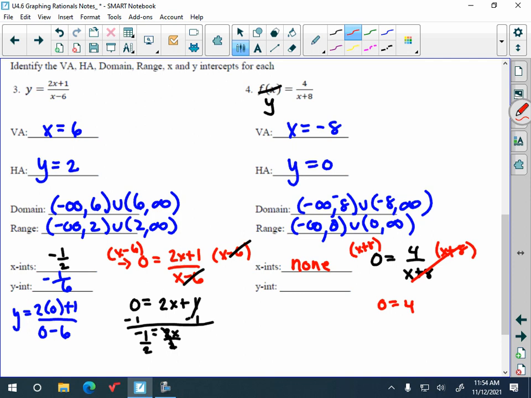It's like no solution, but we write none. There isn't an x-intercept, and the reason this happens is because of the horizontal asymptote. Think of a horizontal boundary line at 0. That's the x-axis, and if there's a boundary line at the x-axis, that means there can't be a point on the x-axis.